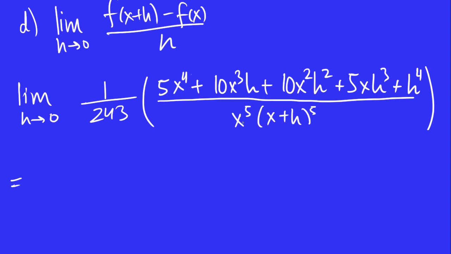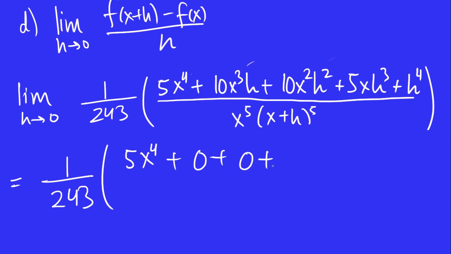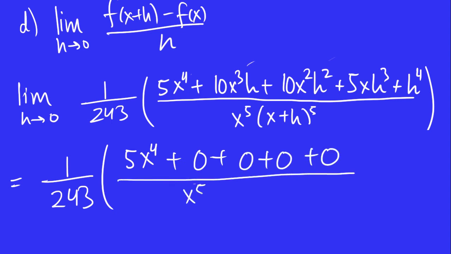And the nice thing is, since the h that was on the denominator has now canceled off, we can just put h equals 0 right in, right? So let's see what happens. We have 5x to the 4. And all these other terms have an h in them, right? So we're just going to have zeros for all those. And the bottom is x to the 5, and it's x plus 0 to the 5, right?